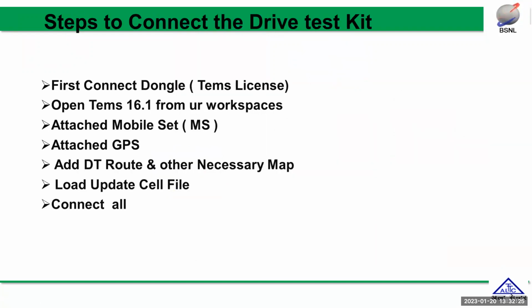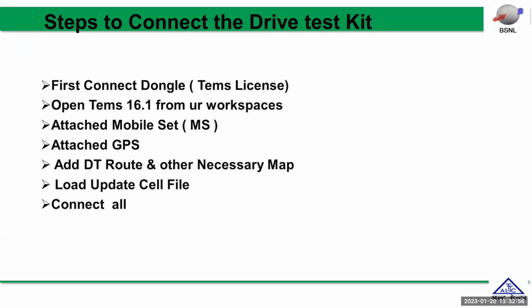How will we connect? We first connect the dongle in the previous version and then open our TEMS. After opening TEMS, we attach the mobile handset, attach the GPS, then add the drive test route and maps. Then we load the update cell file.